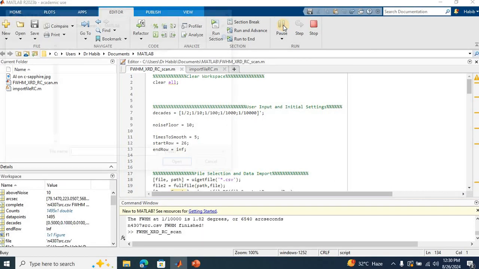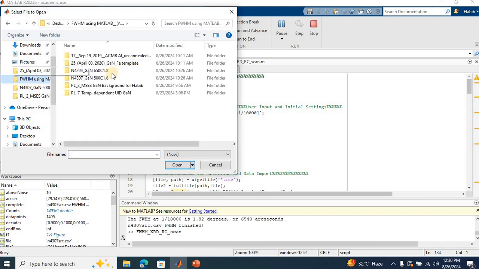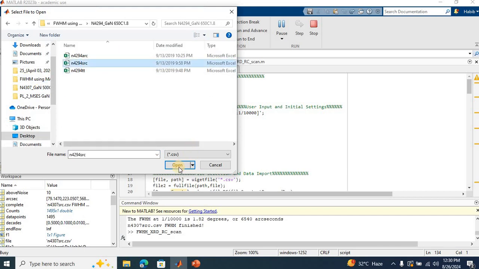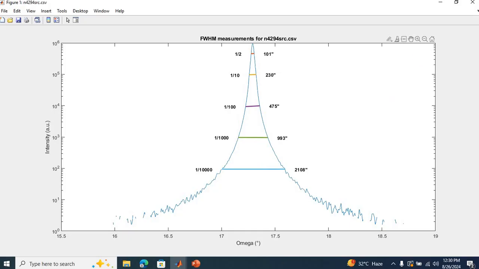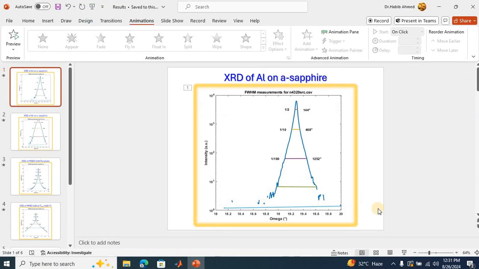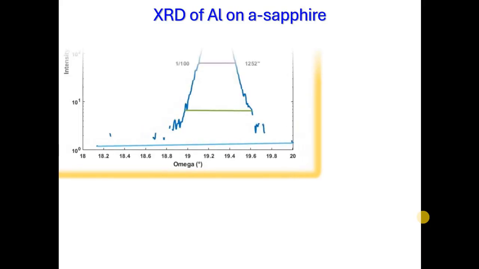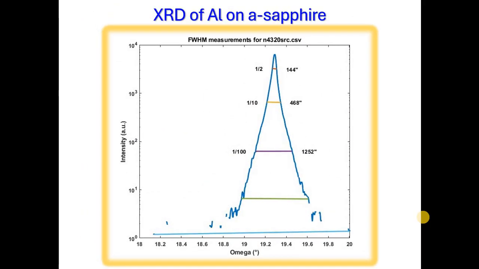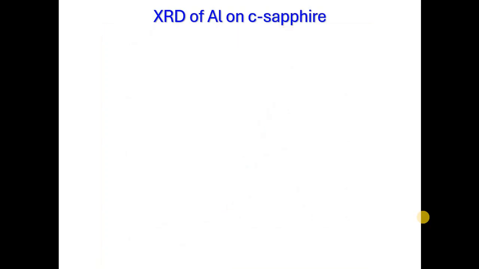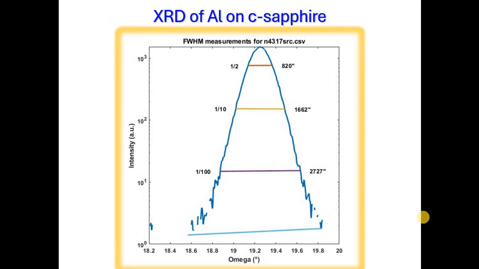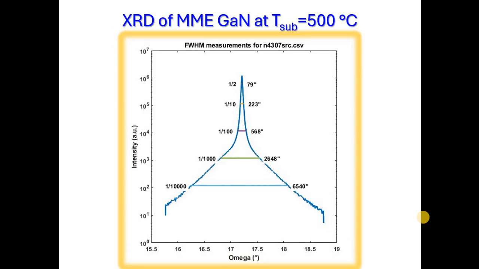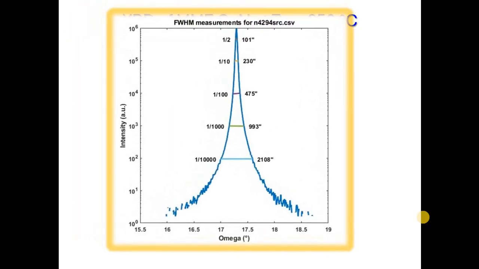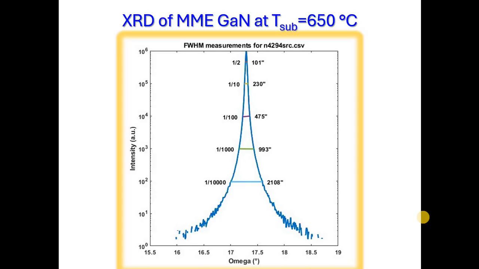Now let me show you the symmetric rocking curve measurements for the sample grown at a substrate temperature of 650 degrees C. Cool. So here are the results, and I also compiled them over here in these slides. So XRD of aluminum deposited on A plane annealed sapphire, aluminum deposited on C plane annealed sapphire, then XRD of the gallium nitride template, XRD of the film grown at a substrate temperature of 500 degrees C, XRD of the film grown at a substrate temperature of 650 degrees C.